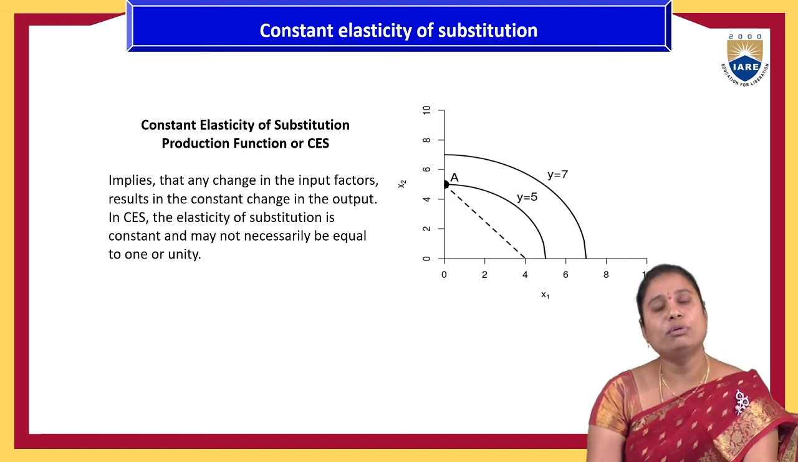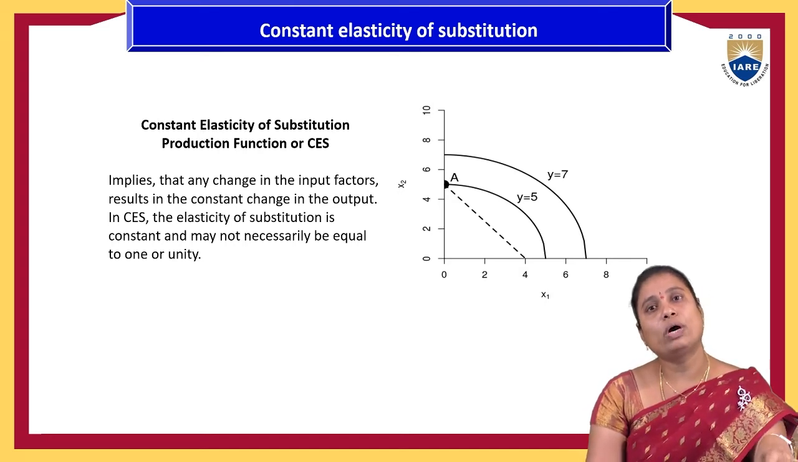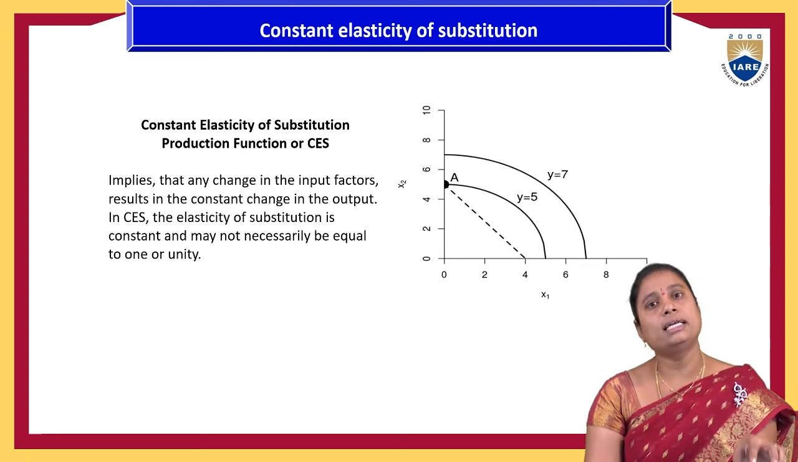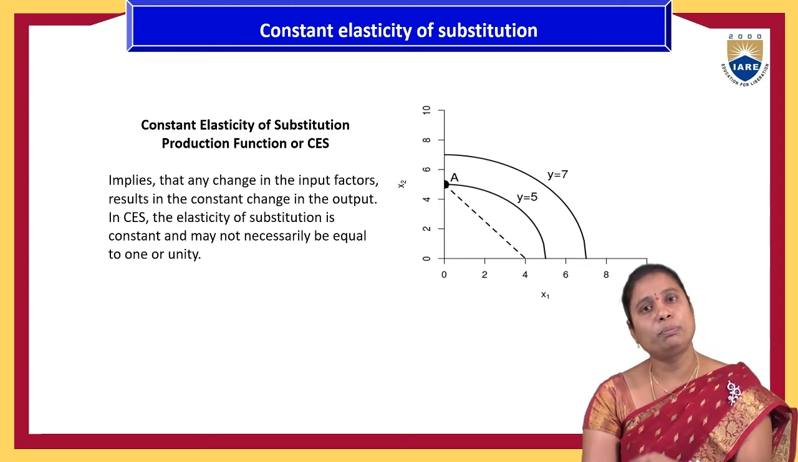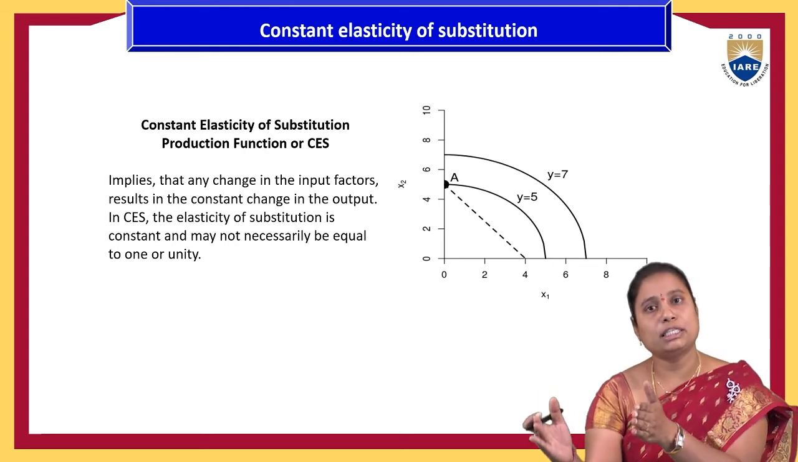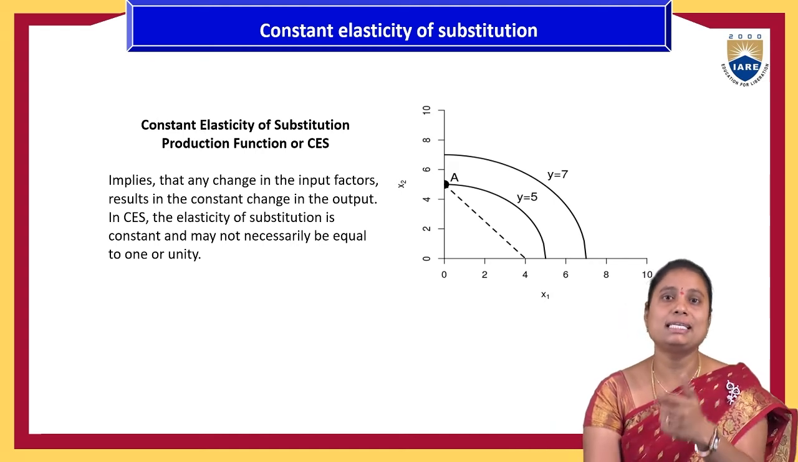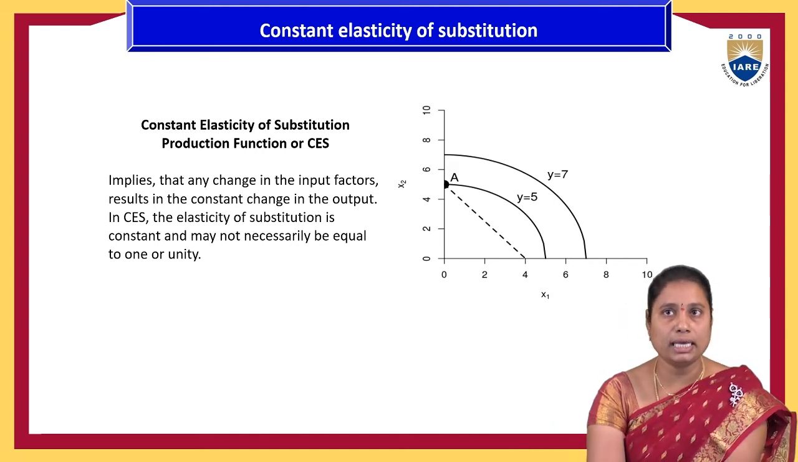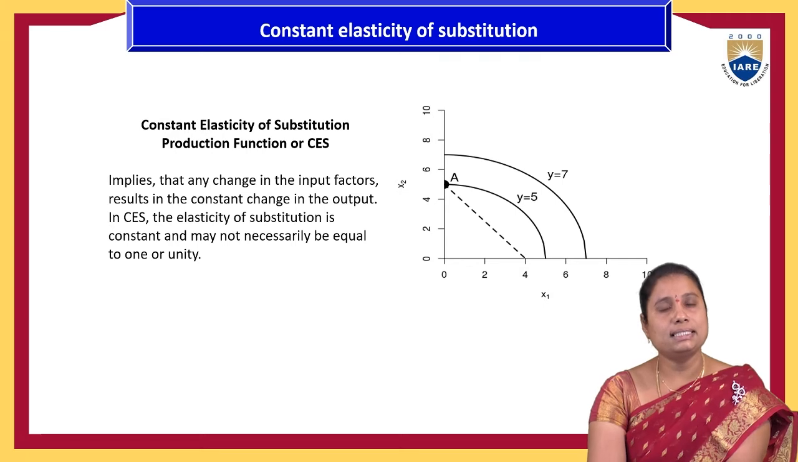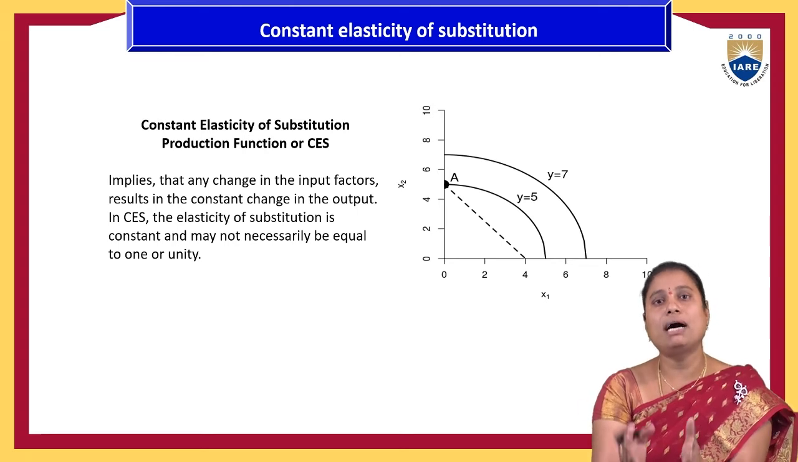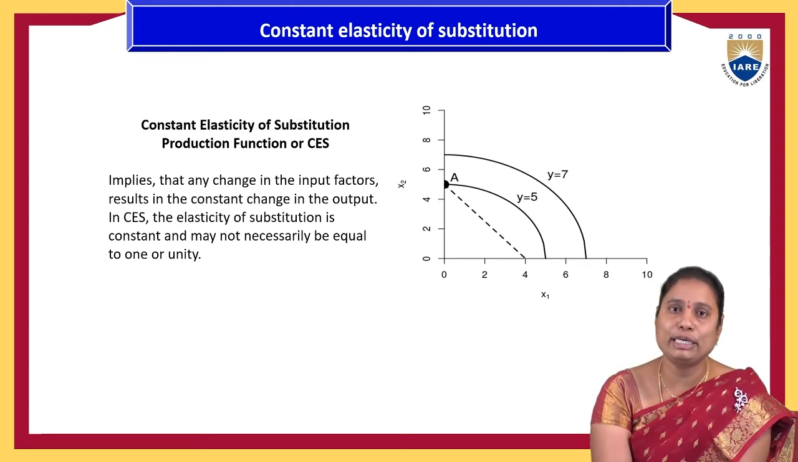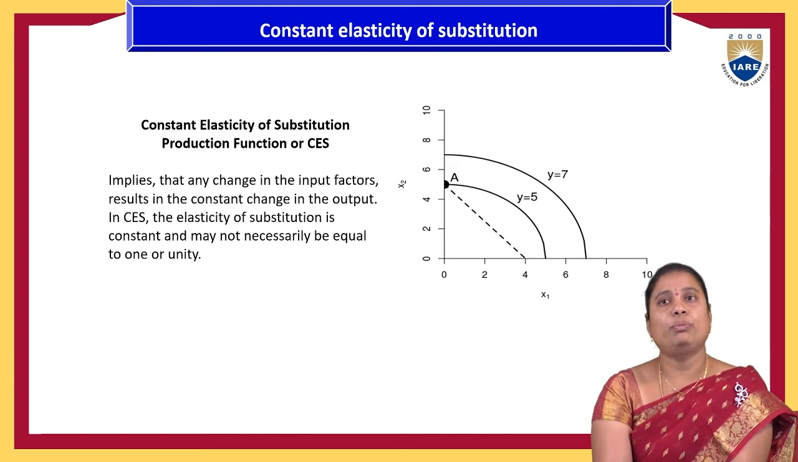So any change in one particular element and its impact on the quantity of output, if expressed in a mathematical expression, that kind of production function is called constant elasticity of substitution. That is, if one input is changed with another input, how it is going to impact the quantity of the output is plotted graphically.